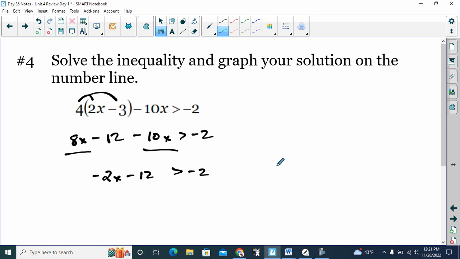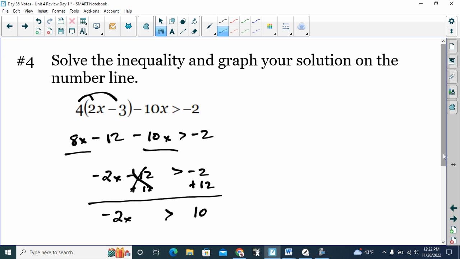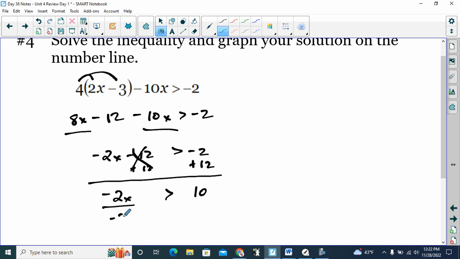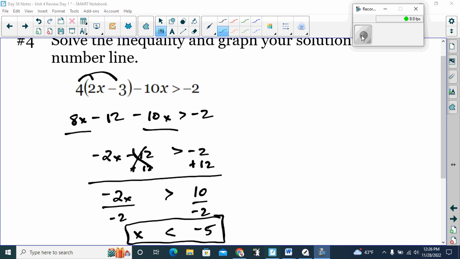To solve for x, we want to add 12 to both sides. Negative 2x comes down. Negative 2 plus 12. When I add, we do not flip our inequality. Divide both sides by negative 2. When we divide by a negative, we do need to flip that inequality around. X is less than negative 5.